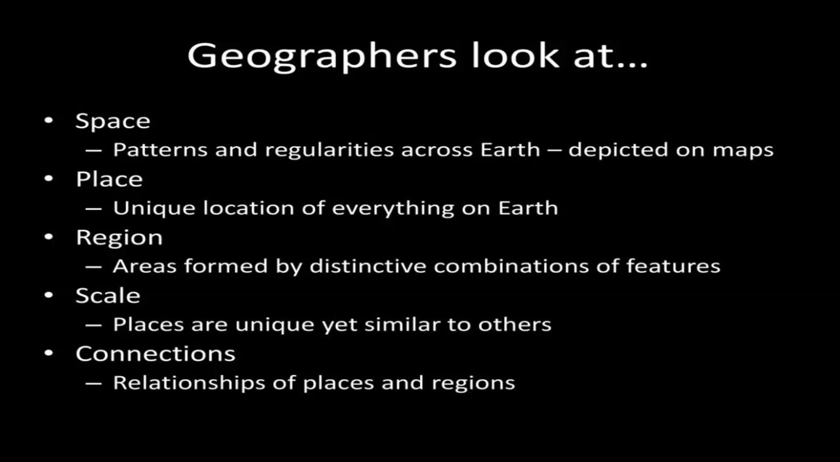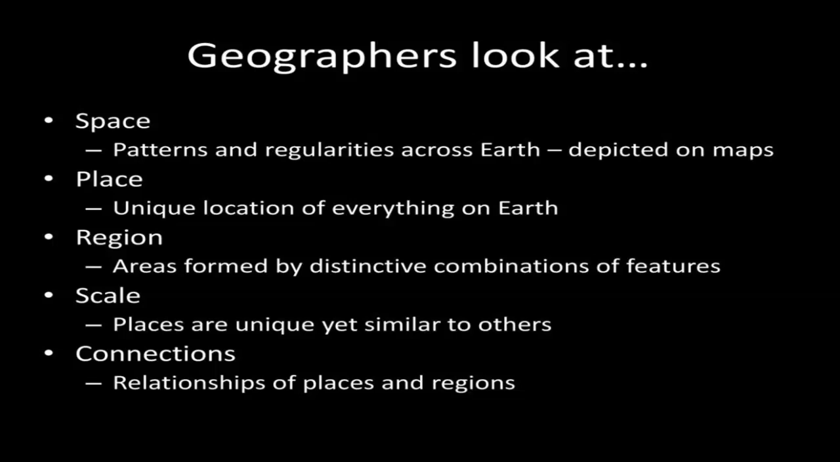We can identify a place in a number of different ways. Through absolute or relative location, we can also consider the history or religious affiliation of a particular place, and we can often see that the name that is given to a place has some relevance as well. A region is an area formed by distinctive combinations of features. You'll want to be familiar with different regions around the world. For example, when you're talking about South America, Europe, the Middle East, South Asia, those are all examples of regions.